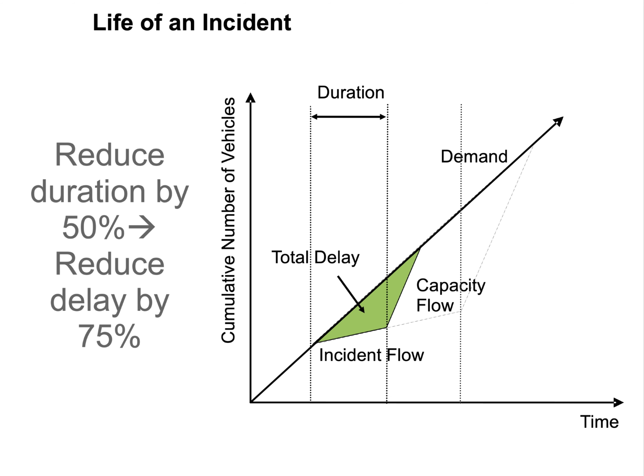So next, I've just shown an example here. What happens if we cut the duration of the incident in half? You can see that the delay, the area of that green triangle, is now only 25% of what it was before. So it's very beneficial to reduce the duration, because by cutting it in half, we save 3/4 of the amount of time that was imposed on traffic. And I'll do some calculations of that using a real example next.